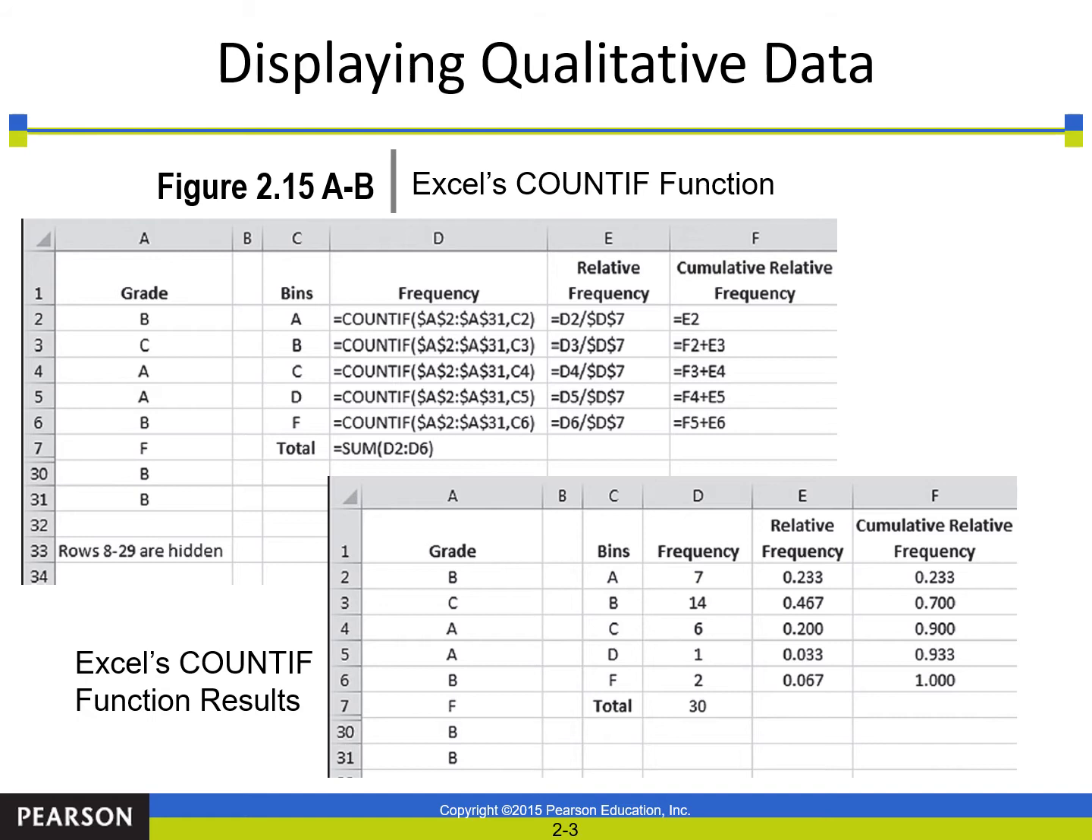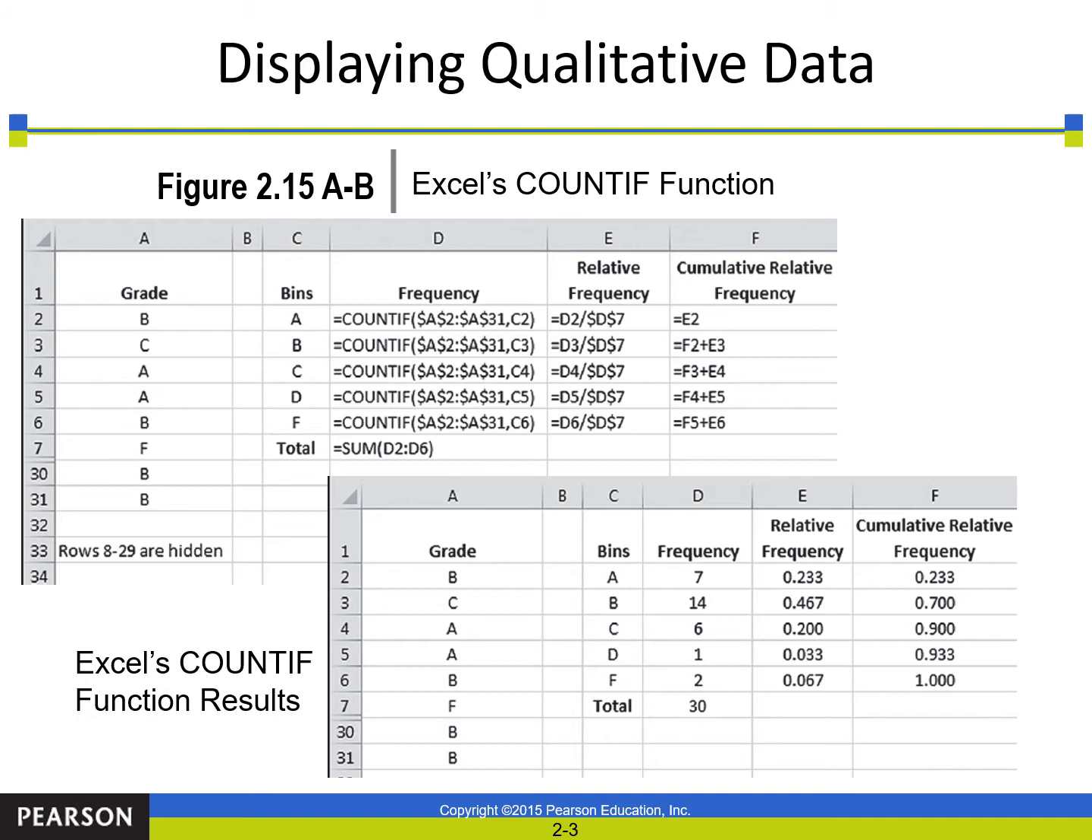Then relative frequency is going to take this value D2, divide by the grand total, which is the summation of all of the frequencies down here in D7. Okay, so that's how we find relative frequencies, the decimal values. And on the rightmost column, we have cumulative relative frequency, where we just add up all the frequencies. And of course, over here on the bottom of the slide, you see the output.